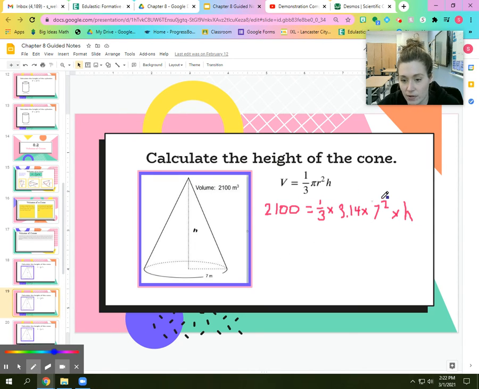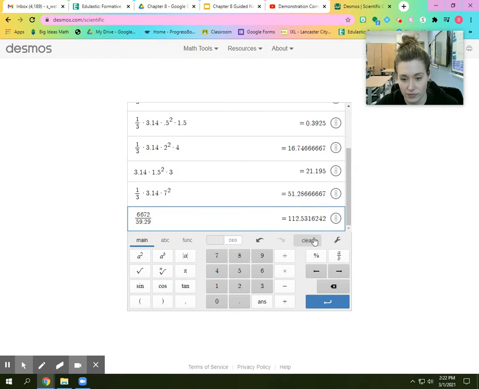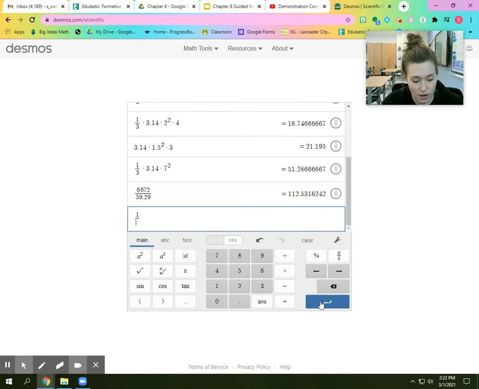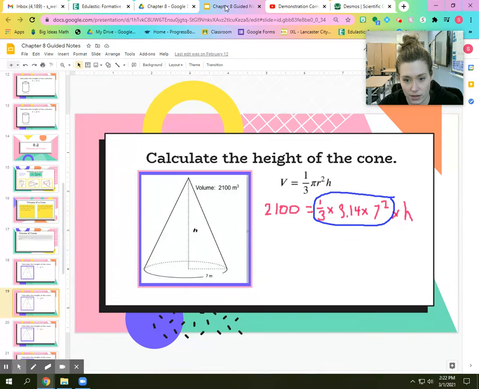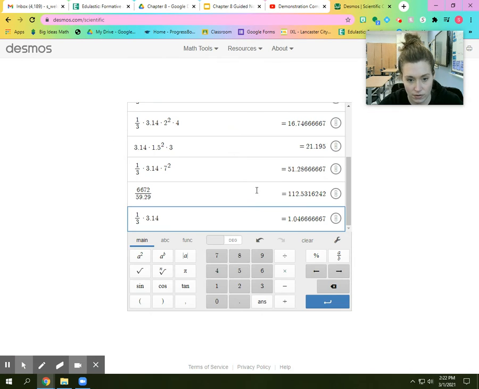So that's where we come over here and we can simplify everything on this side of the equation. We can do the 1/3 times 3.14 times 7 squared. So we're going to type that in our calculator. All right, so we have the 1/3 times 3.14, and then what was our radius? 7. So times 7 squared, and that gives us 51.29.